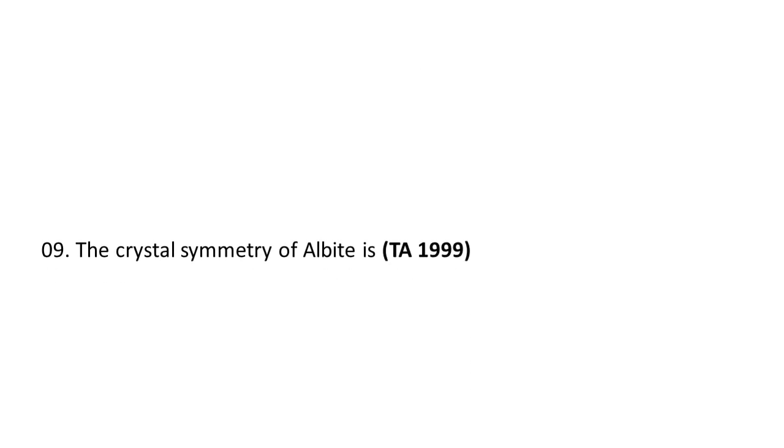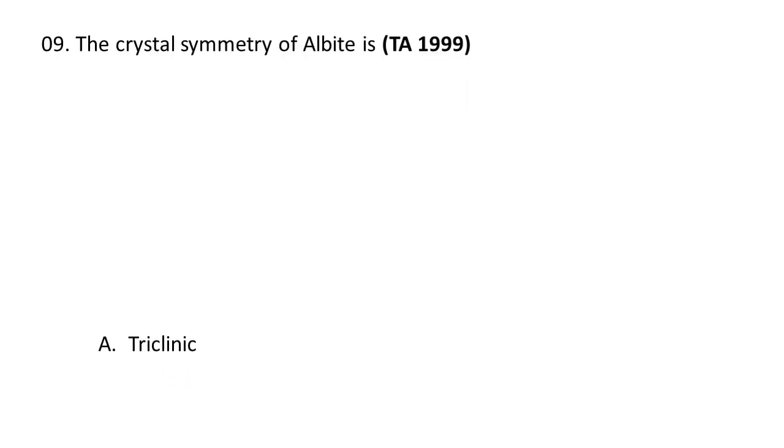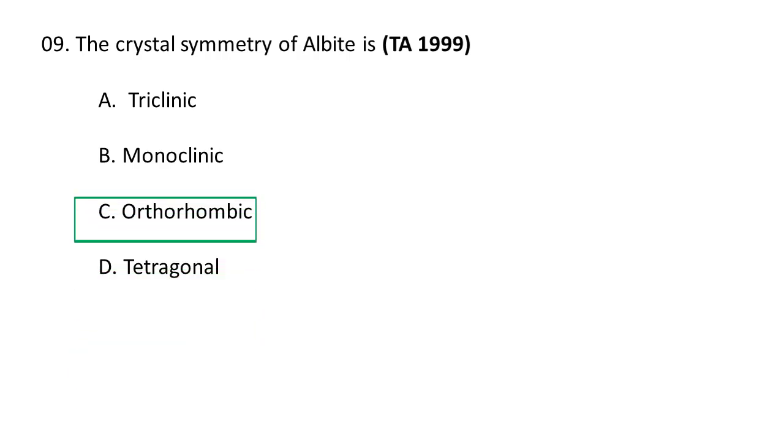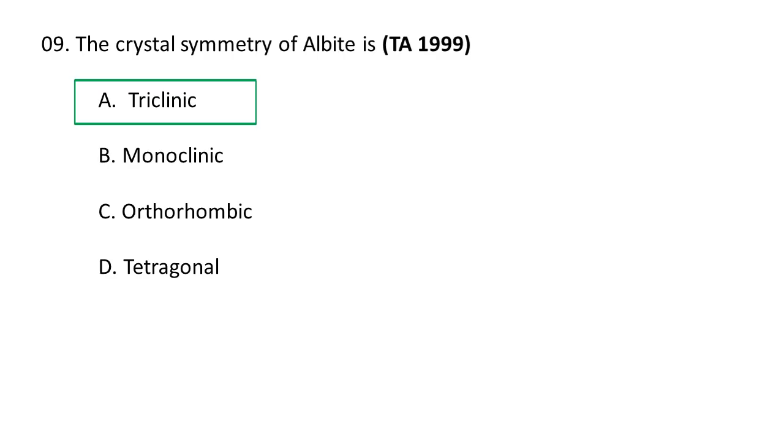Next question. The crystal symmetry of albite is A. Triclinic, B. Monoclinic, C. Orthorhombic and D. Tetragonal. The crystal symmetry of albite is triclinic. A is the correct option. Triclinic meaning no symmetry greater than an inversion center.